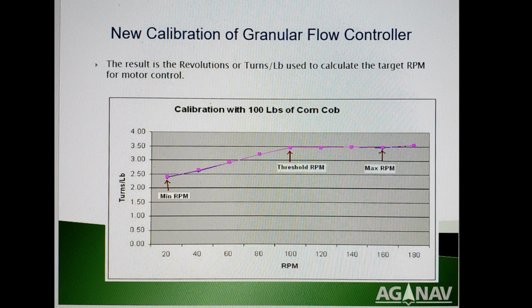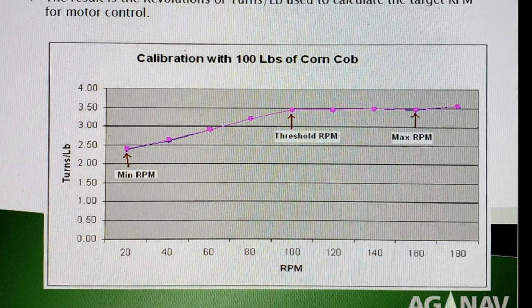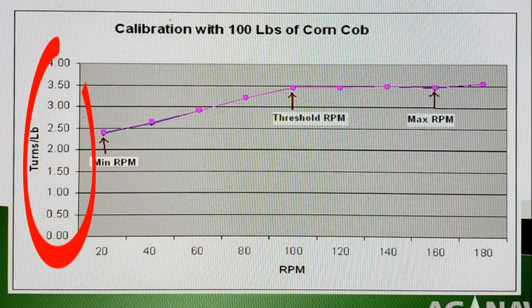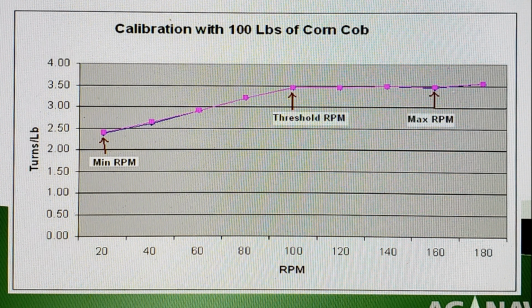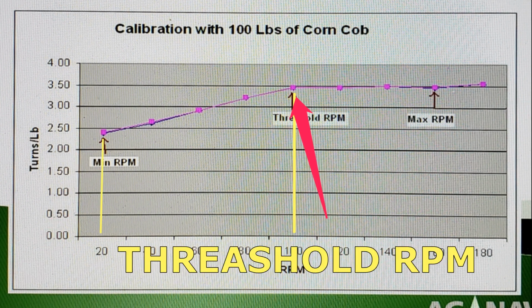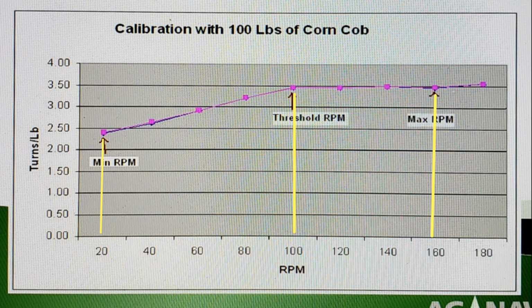And here we have a chart showing turns per pound. As you can see, the higher the RPM, the more turns it takes to make a pound. Shown here is the minimum RPM at 20, the threshold RPM at 100, and the maximum RPM at 160. So when the GUIA plots that, it plots it as a straight line from the minimum to the threshold and the threshold to the maximum.